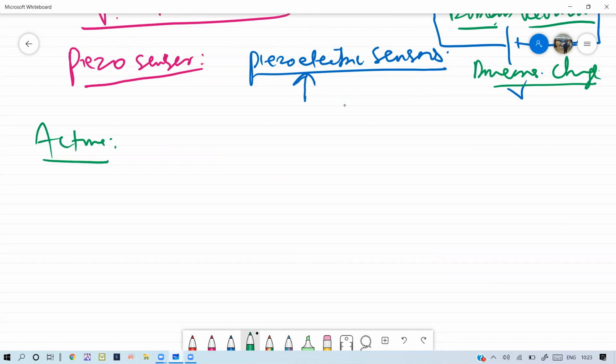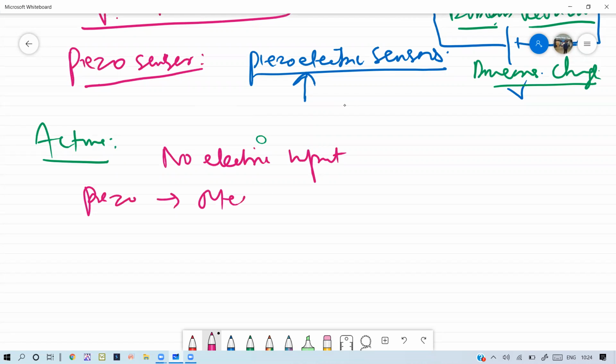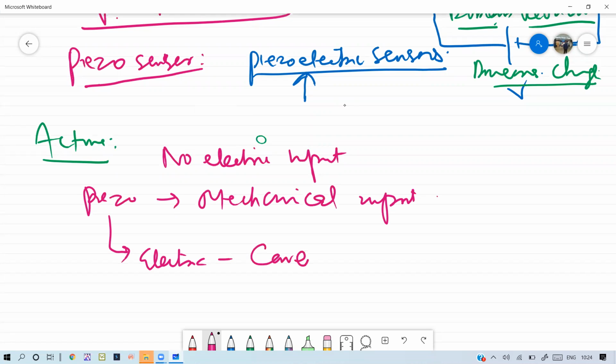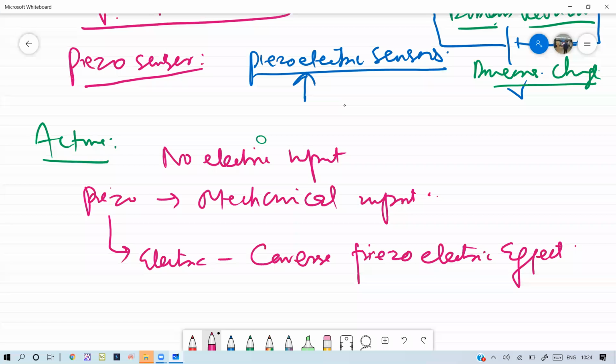Active means that you have electric input. No electric input, but you get some output. That means in the piezo case, you give mechanical input, and you get an electric output. When you give electric input, it becomes converse piezo. So when you give mechanical input, you get an electric output, and when you give electric input, it becomes the converse piezoelectric effect. That's how it comes into the category of active.